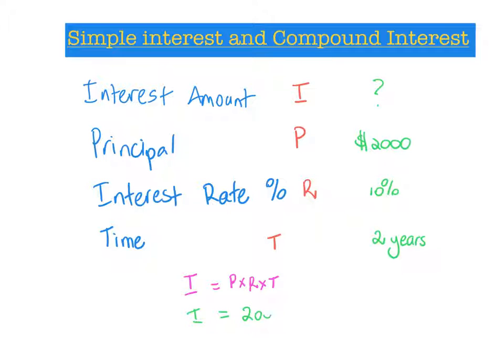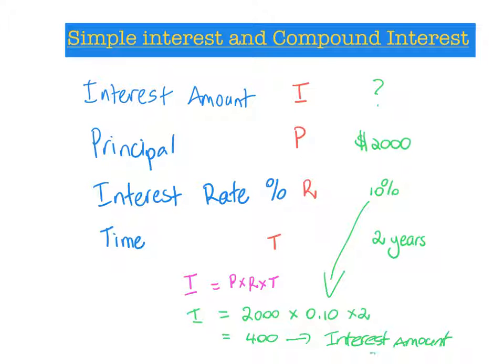Here, we don't know what our interest is because that's what we're going to calculate. We have 2,000 multiplied by 0.10, because this percentage we want to express as a decimal number, times by 2. So how we work that out, we times those all together, and in this case it's $400. If we were to invest our $2,000 into the bank, they would give us an interest amount of $400. So in total at the end, we would have $2,400 because we just add those figures together.